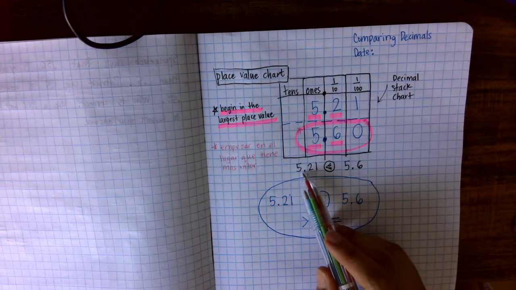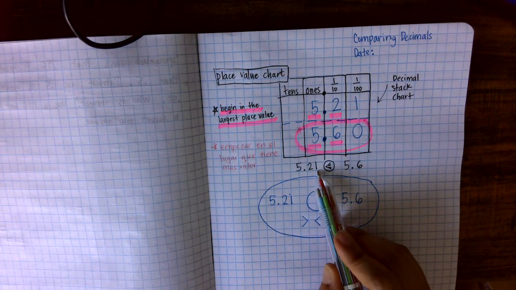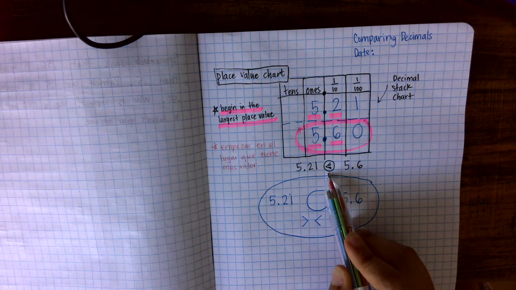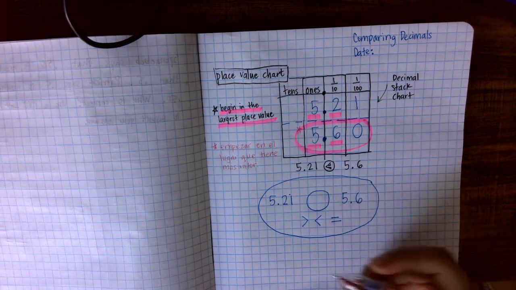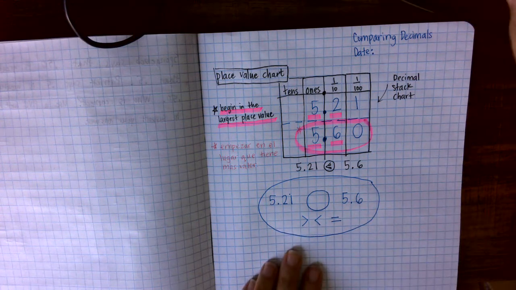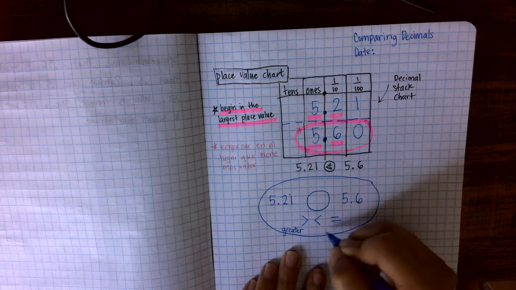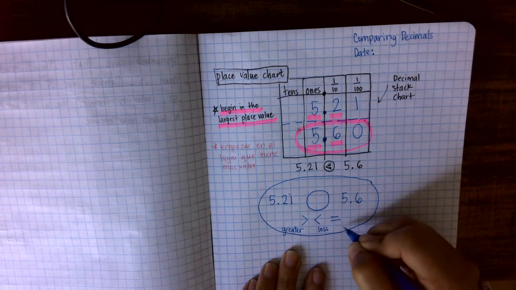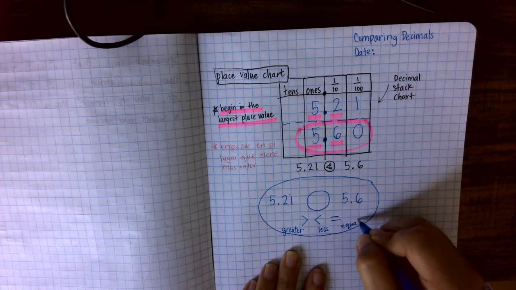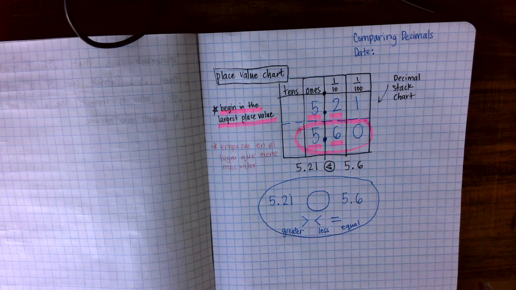So, 5 and 21/100 es menor. En inglés decimos is less than. I'm going to actually add those there so we can remember. This one's greater, this one's less, and this one's equal. So those are the three things that we're going to compare.